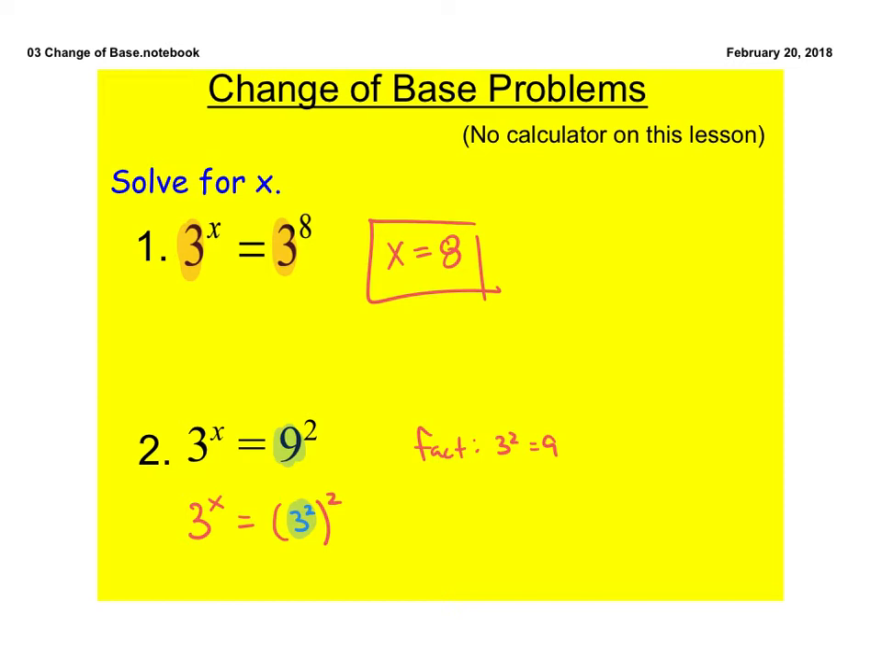Now what I'm going to do with this is I'm going to take the left side and not change it. So the left side is 3 to the x. The right side is 3 to the second, so 3 to the second power, which is a power to a power, and I multiply those powers to get 3 to the fourth. Well, now the bases are the same. And so if the bases are the same, then the exponents must be equal.